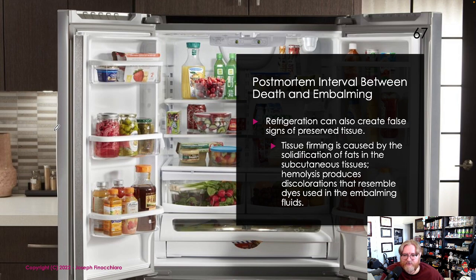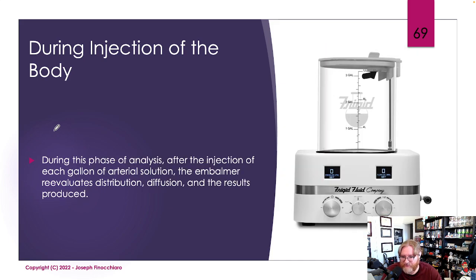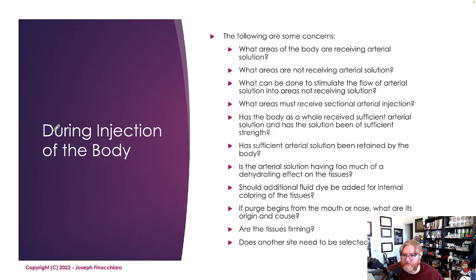So you might have to do some counterstaining. The second part of the analysis during injection of the body is an evaluation of the treatments during embalming. When a challenge is encountered, the embalmer must decide what new approach to take to solve the challenge. During this phase of analysis, after the injection of each gallon of arterial solution, the embalmer reevaluates distribution, diffusion, and the results produced. The entire time that we are embalming the body, we're paying attention to what is changing.